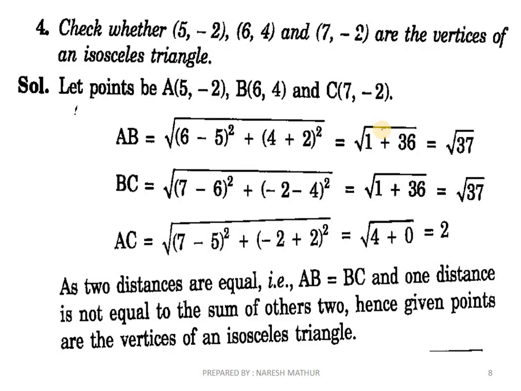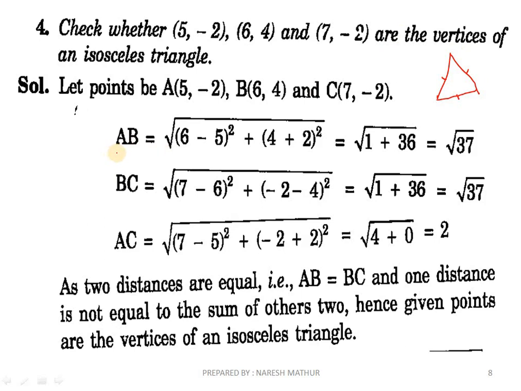Next question says we need to check whether 5, 2, 6, 4 and 7, -2 are the vertices of an isosceles triangle. So it's quite simple. For an isosceles triangle, we need to find the distance of all 3 sides. Sorry, it doesn't look like a triangle, but just consider this as a triangle. So we need to find the measurement of all the sides.